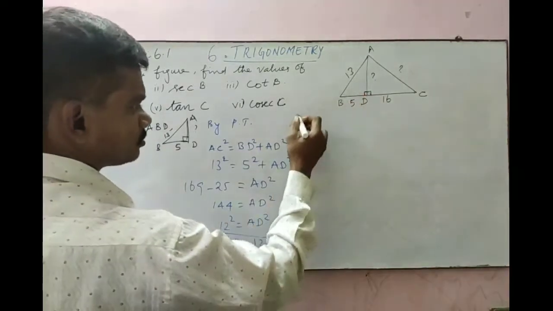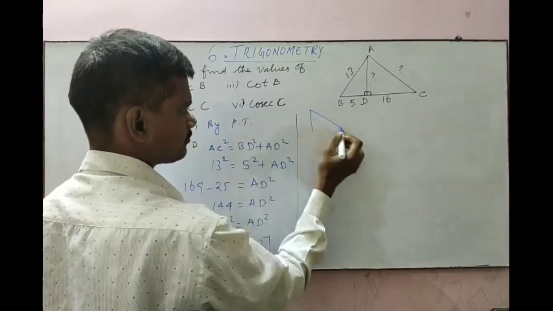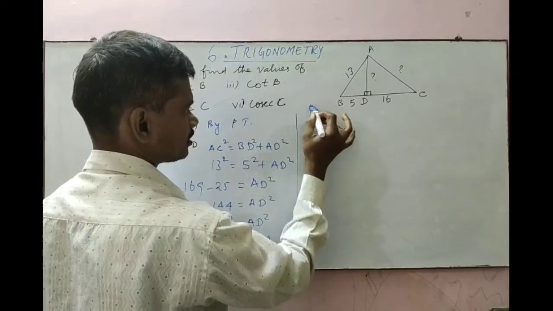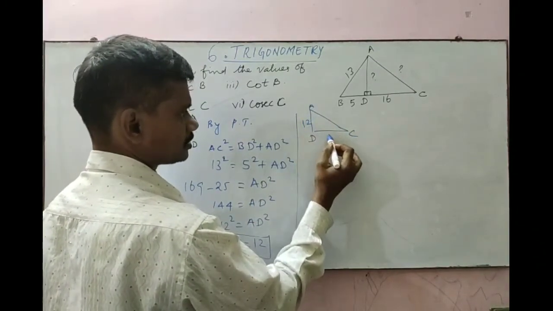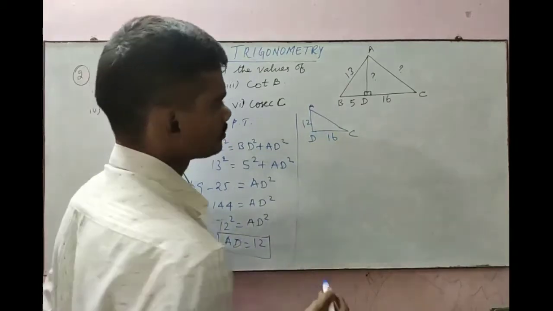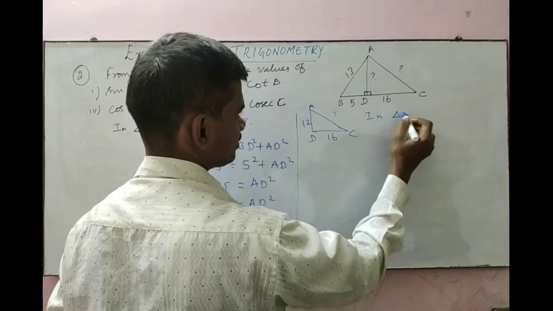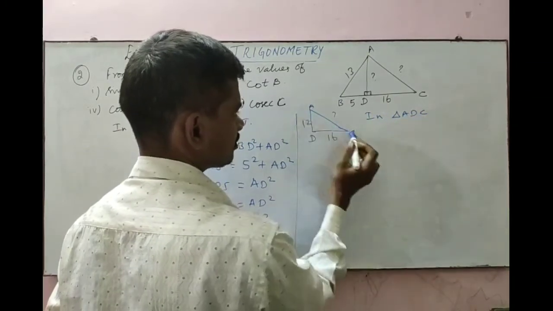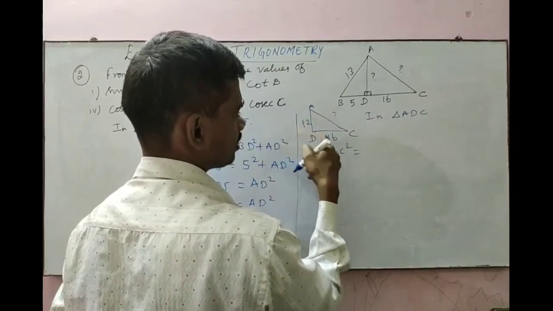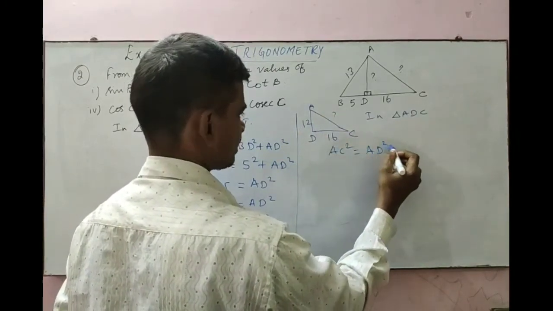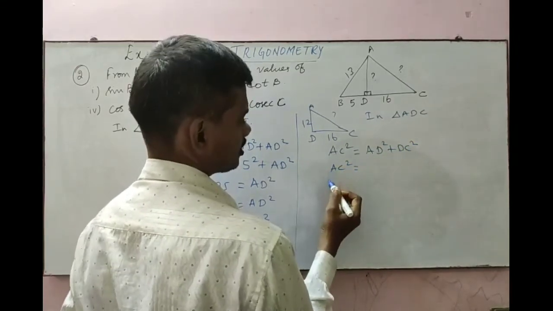Next I am going to consider the triangle ADC. This part of triangle A, D and C. In this I found out the AD as 12. Here it is given as 16. Next we are going to find this hypotenuse side. In this triangle ADC, hypotenuse is AC. So AC square is equal to AD square plus DC square. We don't know the AC, keep it as it is.